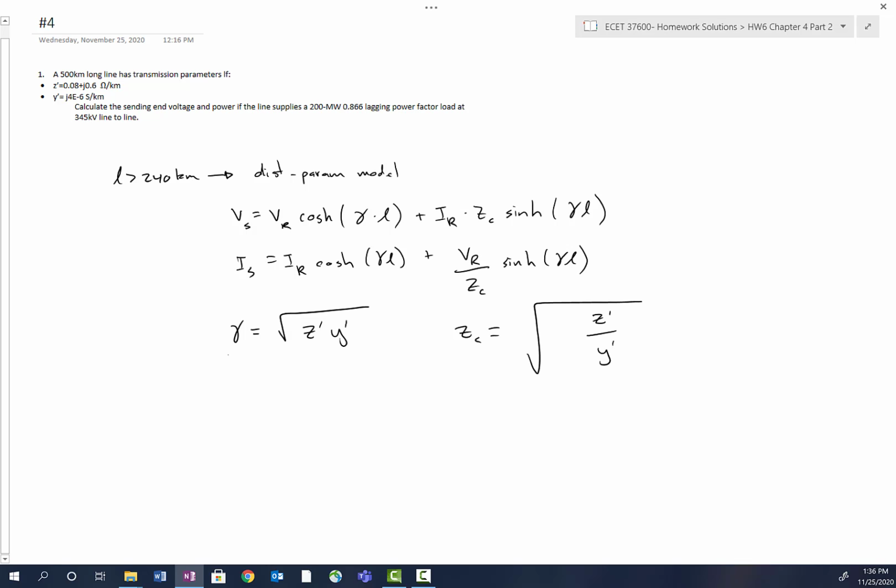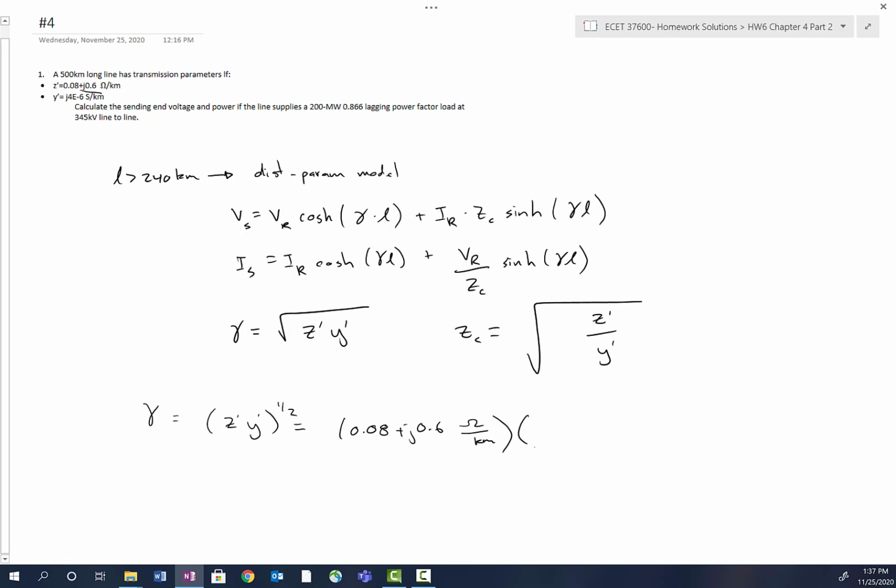I like to start by solving for gamma, the complex propagation constant. It's equal to the square root of Z prime times Y prime. So those were given in the problem statement as 0.08 plus j0.6. That is ohms per kilometer for both of those. Notice that the reactance has been given to you for that series inductor instead of just the inductance. Makes the problem just a little bit easier to solve. You don't have to calculate the 2 pi FL part yourself. It was already done for you.